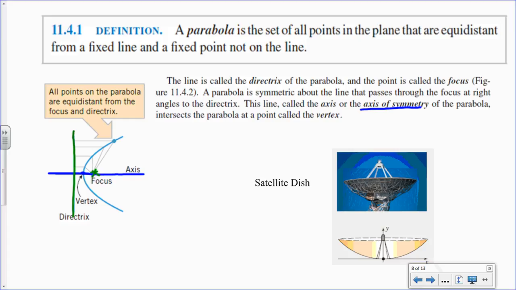This comes from one of the problems in the book. So this satellite dish is a parabola. You can think of this as the focus, and you would have a directrix down here.